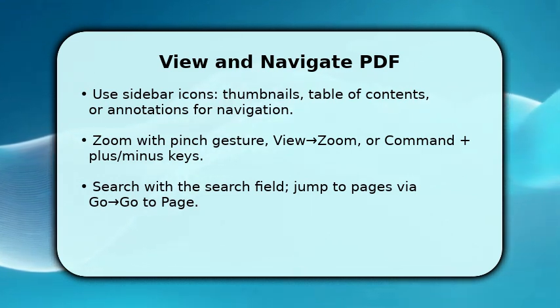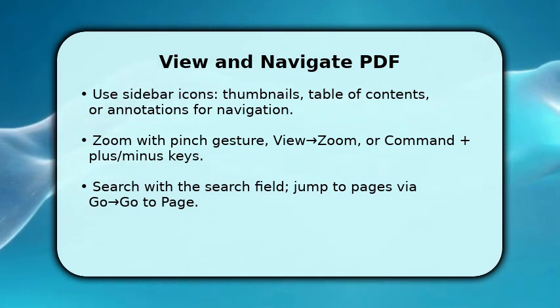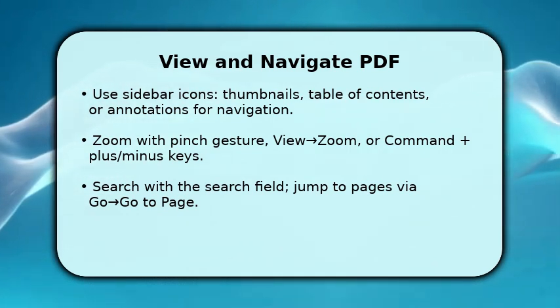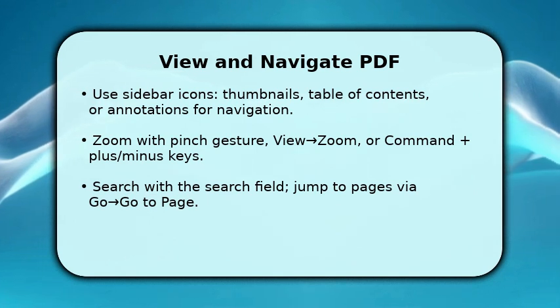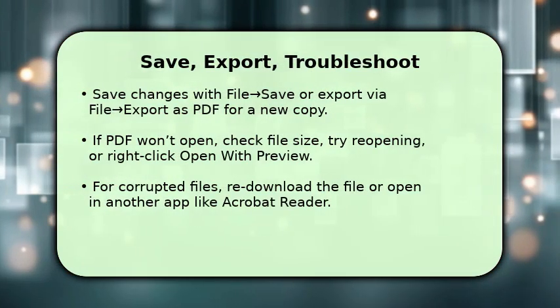For a particular word or phrase, type into the search field and press Return to jump to occurrences. Once you locate the section you need, you can add highlights or select text for copying. Finish by saving or exporting any edits. Use File > Save to overwrite, or File > Export to create a new PDF with different options.